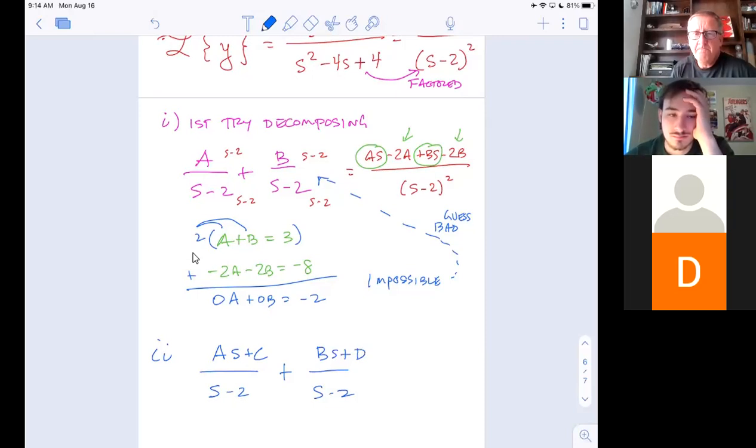Because remember, there's no reason C and D couldn't pop out and be 0. Just because I put them there, if this works, then maybe they'll pop out and be 0. And so I don't know. Let's just try it. See what happens.